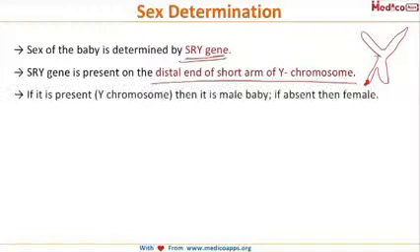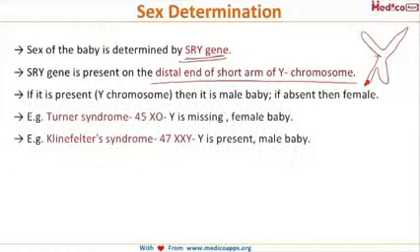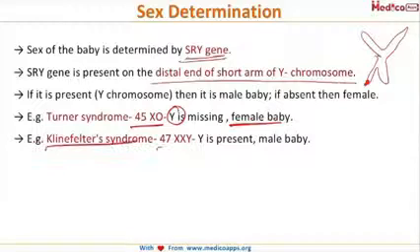Now, if this is present, it will be a male, and if this is absent, it will be a female. And this you can understand by two examples. In Turner syndrome, the genotype is 45XO. In this, since the Y is missing, it is a female baby. Likewise, in Klinefelter syndrome, the genotype is 47XXY, and here the Y is present, and so it will be a male baby, in spite of the fact that there are two X chromosomes.